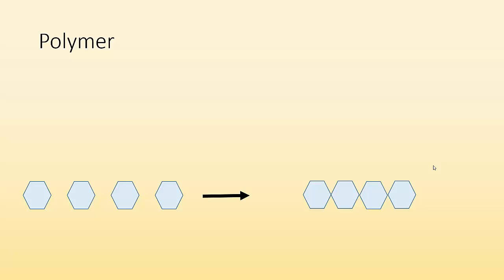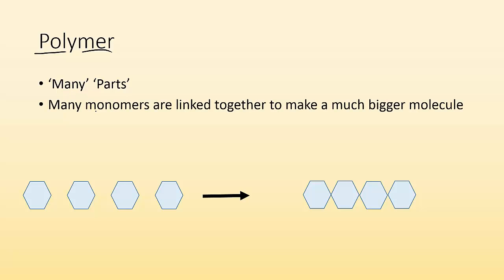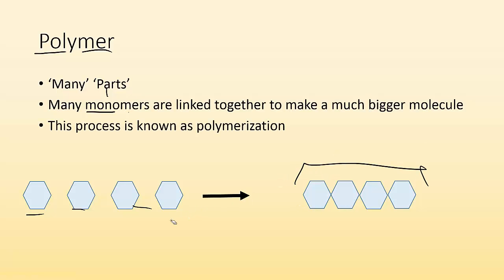So what is a polymer? Well, basically, poly means many, right? And mer means parts, so it's made up of many parts. So many monomers, which means one kind of thing, are linked together to make a much bigger molecule. So here's my example. We got 4 different monomers that end up linked together to give us one big molecule. This process is known as polymerization because you're making a polymer.